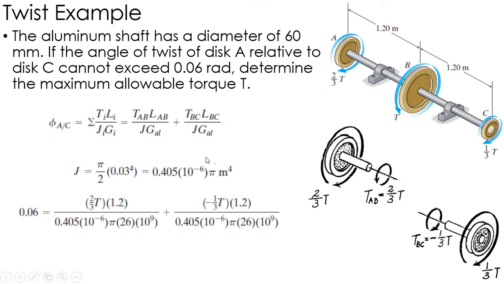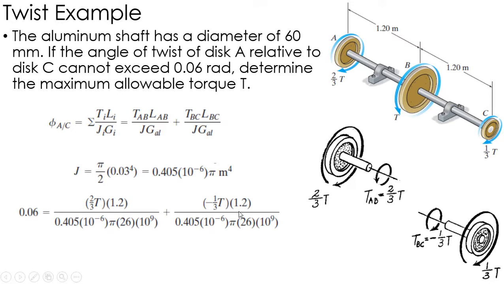So plugging in my values, again, my angle of twist has to be 0.06 radians. I've got a positive 2/3 through AB and a negative 1/3 through BC, and that's really the only difference between these two, the positive 2/3 and the negative 1/3. Again, the lengths are the same, 1.2 meters. The J's are the same, we just calculated that because they've got the same diameter. And then 26 times 10 to the 9th, that is 26 gigapascals, the shear modulus of aluminum.